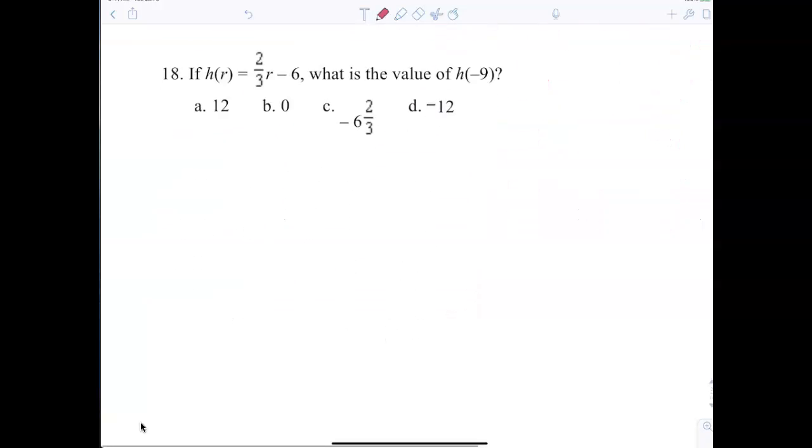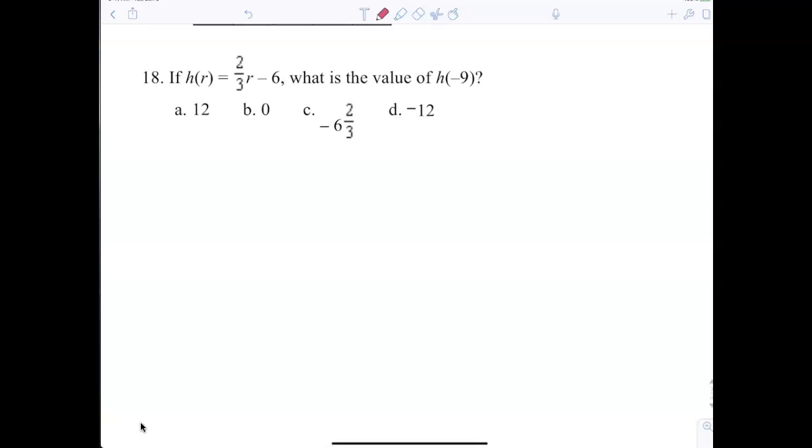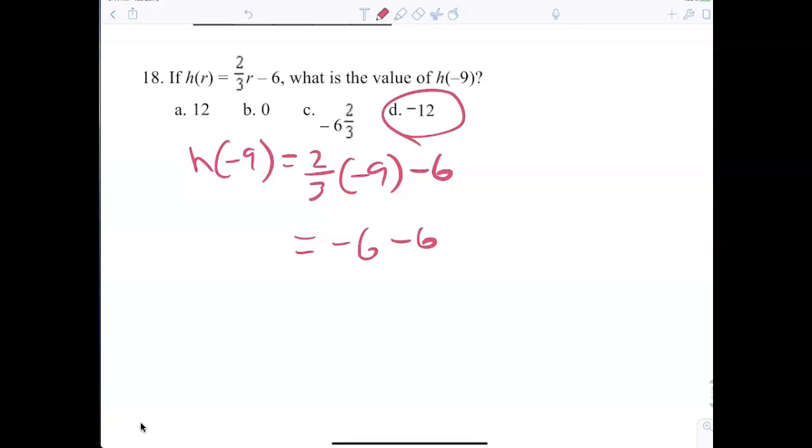All right. Number 18 means plug -9 in, correct? So that would be h of -9 is equal to 2/3 times -9 minus 6. Everybody okay with that? And so now, -9 divided by 3 is -3. -3 times 2 is -6. Minus 6, -12. Any questions with the functional notation?